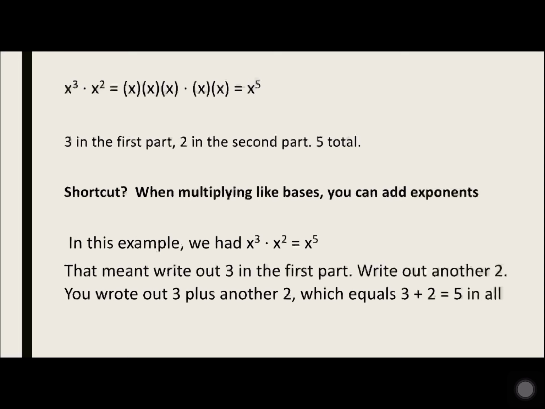Shortcut. When multiplying like bases, you can add exponents. In this example, we had x to the third times x squared equals x to the fifth. That meant write out 3 in the first part, write out another 2. You wrote out 3 plus another 2, which equals 5 in all.